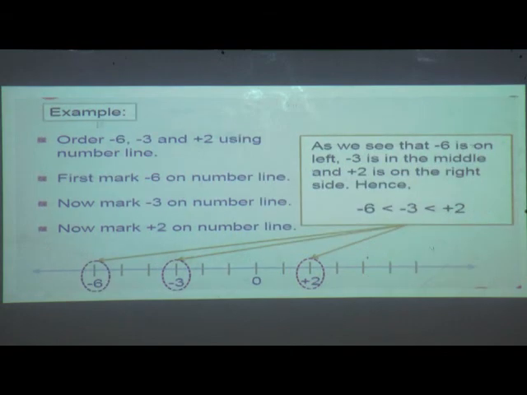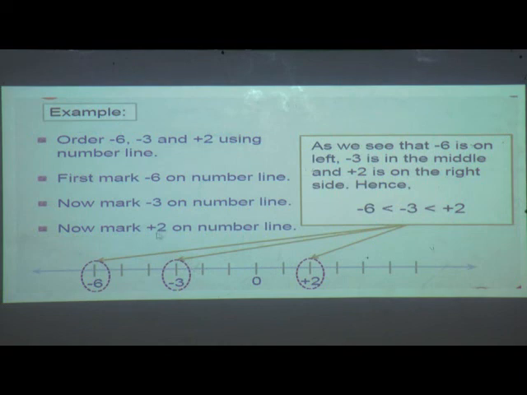One more example we will take. Order -6, -3 and +2 using the number line. First mark -6 on the number line. From 0, as it is minus, move 6 steps towards the left. So 1, 2, 3, 4, 5, 6. This is -6. Then we mark -3 on the number line. 3 steps towards the left: 1, 2 and 3. This is -3.